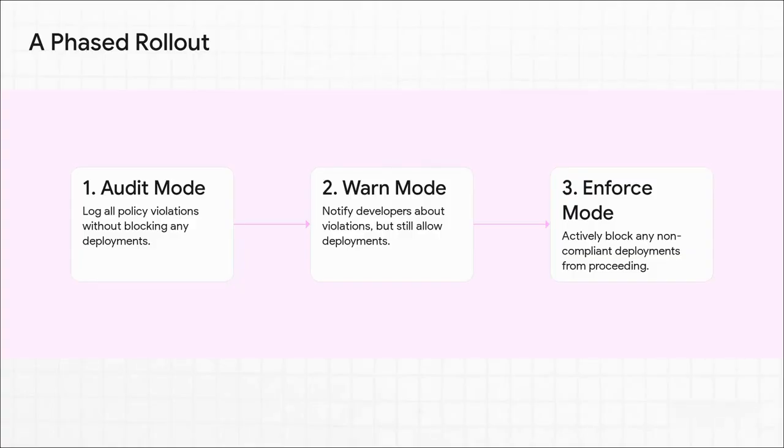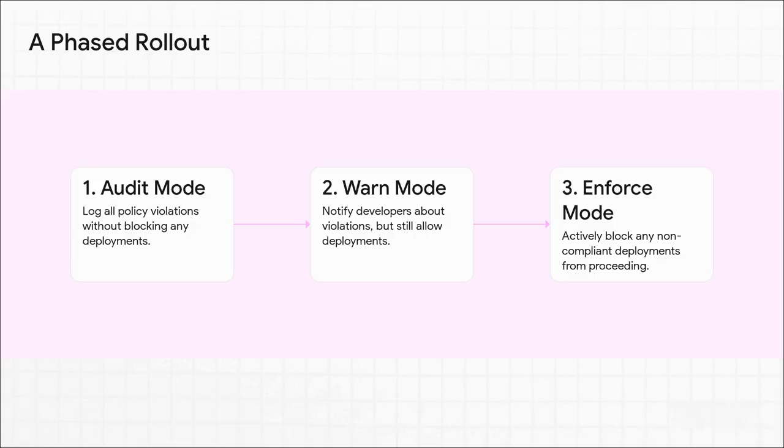You start off easy. You begin in audit mode. Here, the policies are running and they log every single violation they find. But, and this is the important part, they don't block anything. This gives you a baseline. You get to see how compliant you are right now without impacting anyone's work.